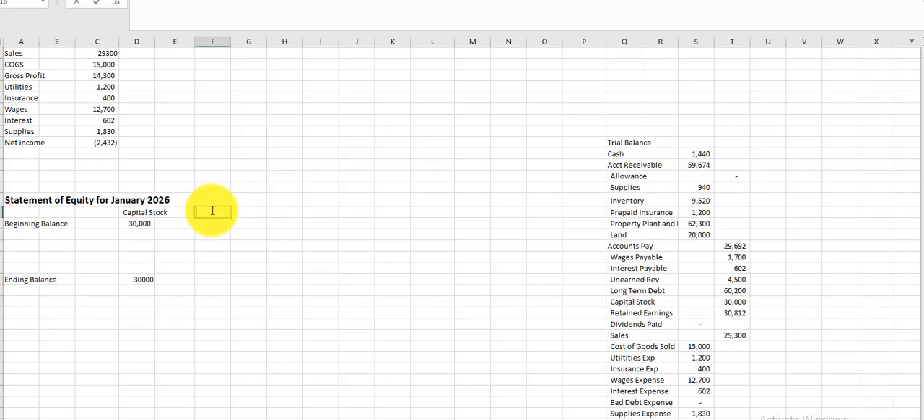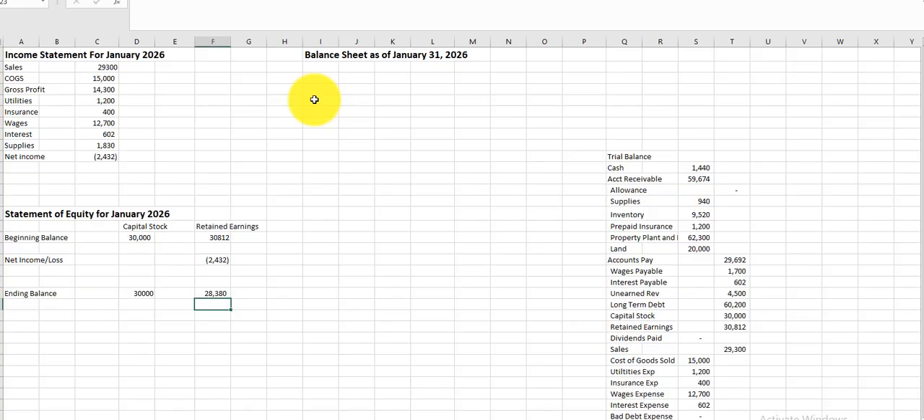Retained earnings. They started at, because that's what was left from last year, we have our net income when it's negative. Okay, usually we refer to it as a loss. I'm going to go ahead and put that in as a formula. And then our ending balance is going to be, okay, 28,380, and then we can do the balance sheet.